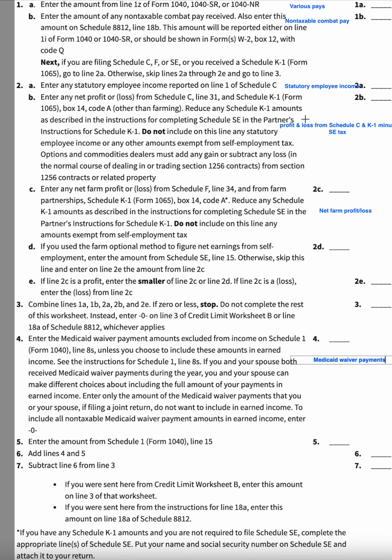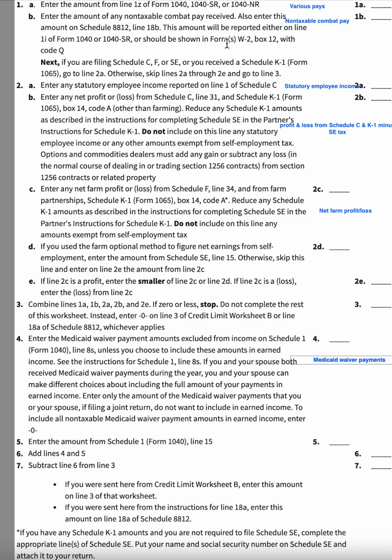This would either be reported in line 1I of your Form 1040, which is not included in the 1Z number, or you would see it in Form W-2, Box 12 with the code Q. If there's any non-taxable combat pay, enter that in line 1B. You'll also enter this amount on the schedule itself in line 18B. If you're filing Schedule C, F, or SE for self-employment, or if you received a Schedule K-1, then you need to complete Section 2, or lines 2A through 2E. If you didn't file any of those schedules, then you can go directly to line 3.